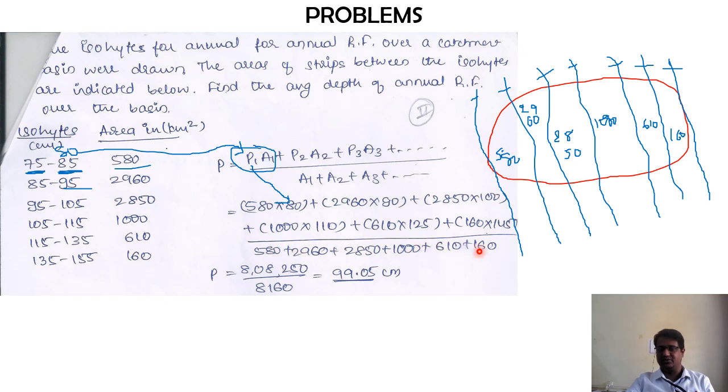Once you solve that, ultimately you end up with a mean precipitation of 99.05 centimeters. It is 99.05 centimeters. So this is the mean precipitation for this kind of problem.